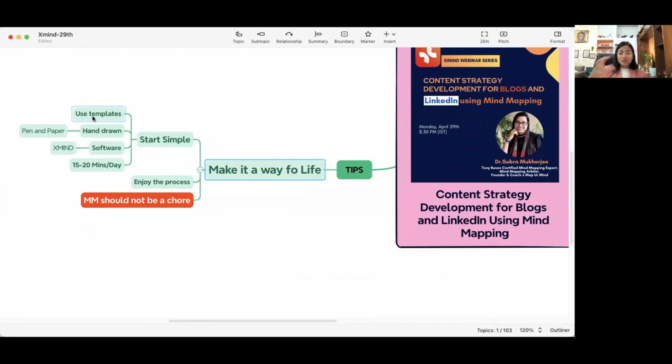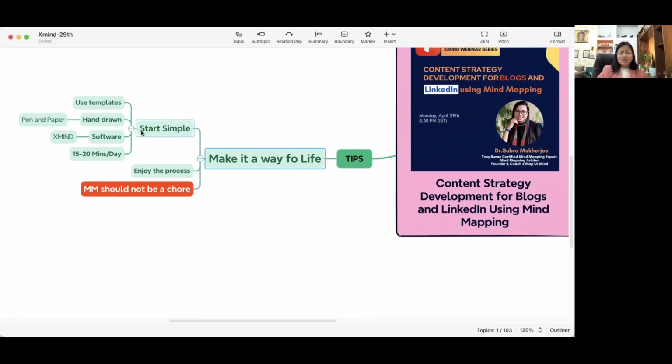Okay, so the tips are that start simple, use templates. Like just now I have shown you my mind mapping system, so you could use that kind of templates. Or if you are more used to pen and paper, then go for hand-drawn mind maps. If you want to use digital tools, go for Xmind. And you don't have to spend like 2, 3 hours per day in the beginning. You could just start with 15 to 20 minutes per day. And hence I say start simple, because when you start simple, you stay consistent.